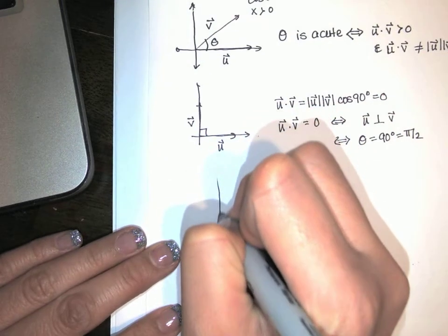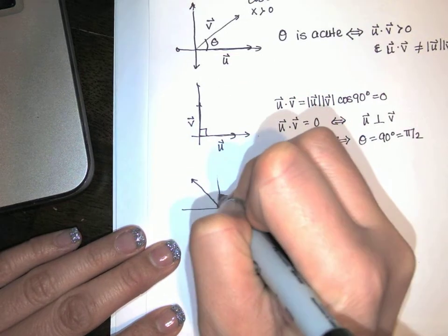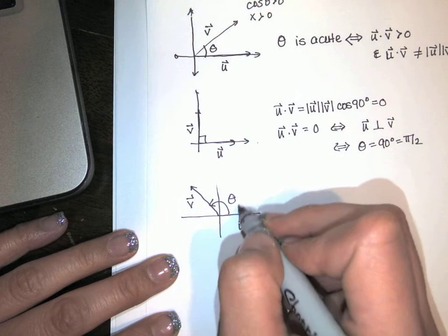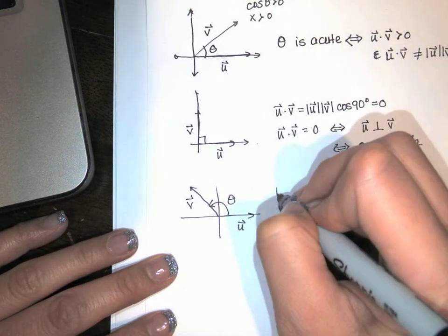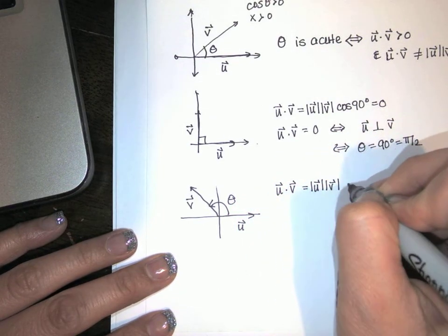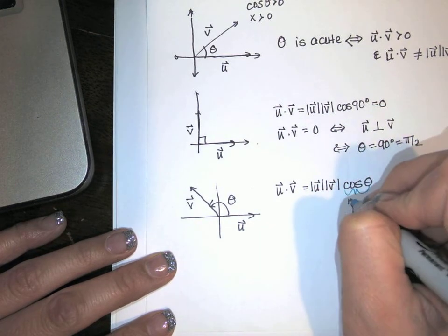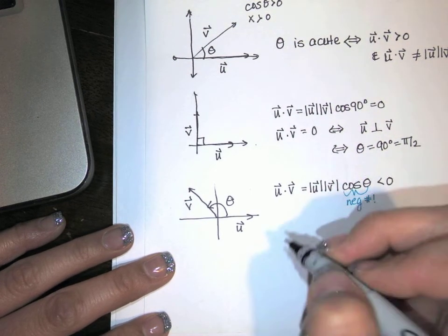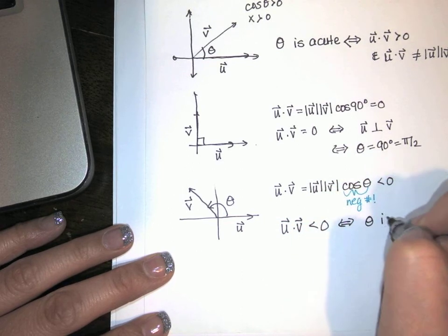Now the final case is if u is over here, and let's say v is over here. There's my angle theta. Well, we know in quadrant 1, cosine is positive. In quadrant 2, cosine is negative. So this time, u dot v is the length of u times the length of v times cosine of theta. And this time, this is going to be a negative number. And since that's a negative number, that means our dot product is negative. So u dot v is negative whenever theta is obtuse.